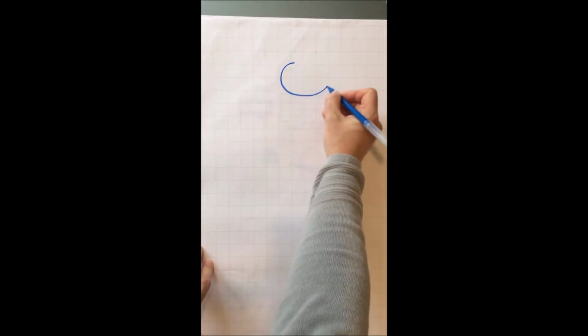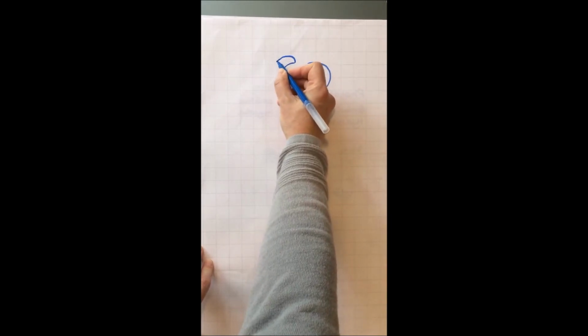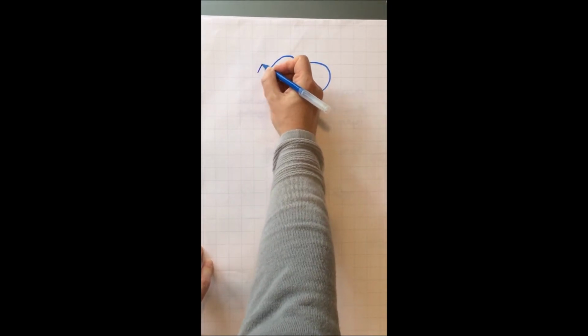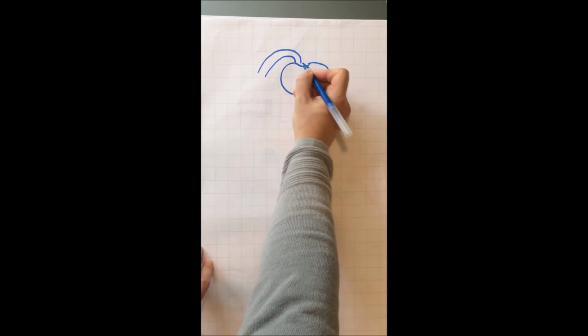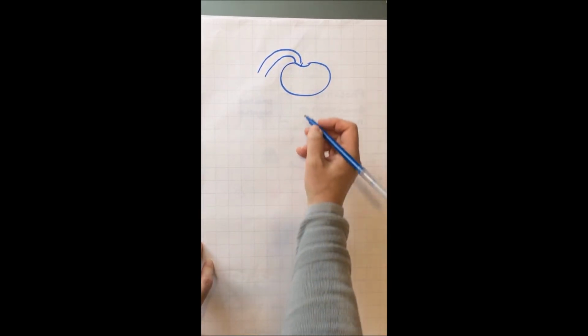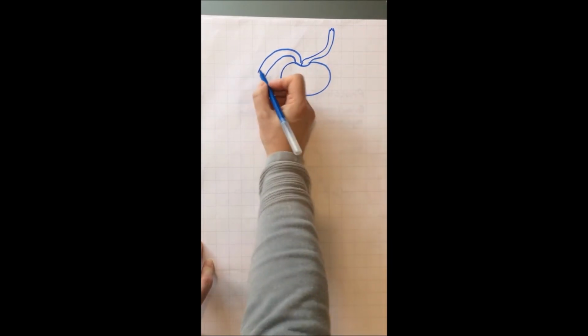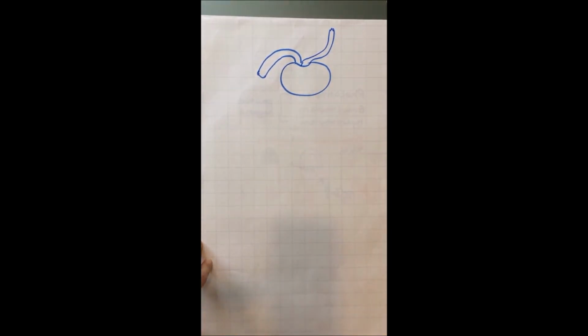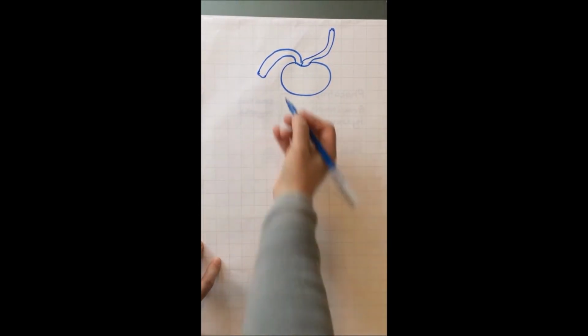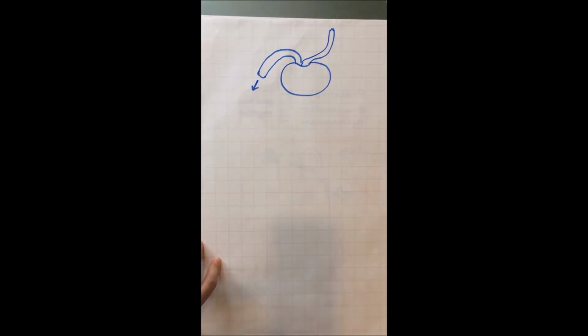Auxin is also used in roots to cause roots to grow downwards. So if we had a seed, here's our seed, we would have our root coming out of part of the seed, and then we'd have our shoot also coming out, and that would therefore grow upwards. That would be our shoot that we've just looked at. And auxin is responsible for causing this root to grow downwards.